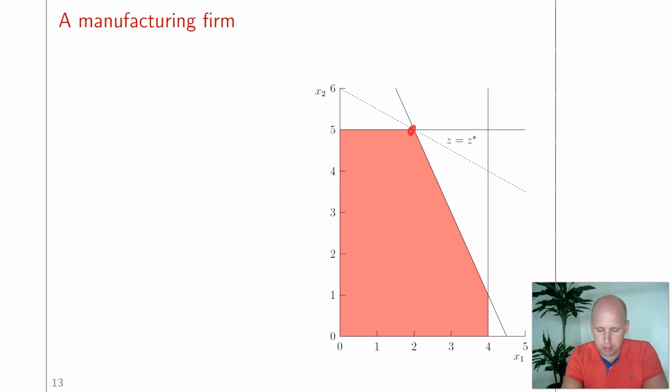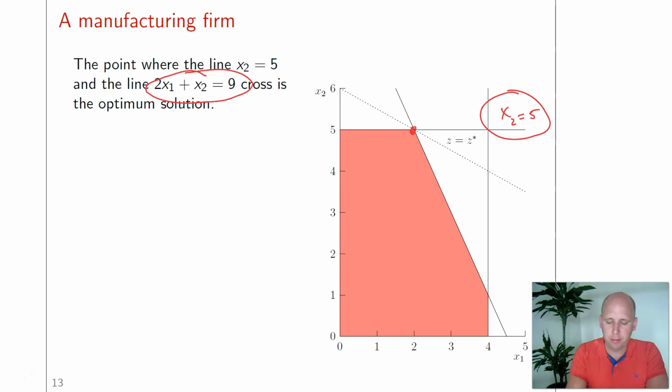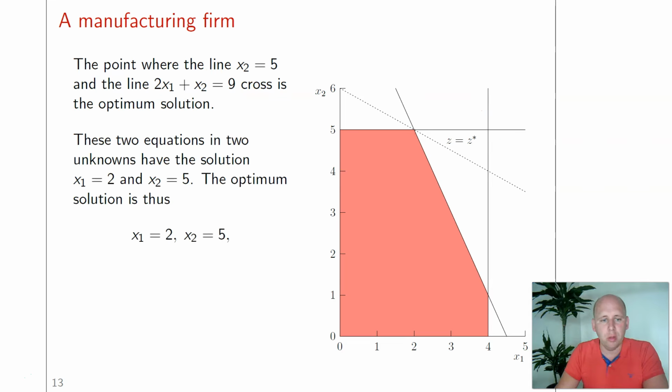Here you can immediately see that x1 is 2 and x2 is 5. We can also determine that algebraically. So if we are at this point, then we are at the intersection of the line x2 equals 5, and the other line is 2x1 plus x2 is equal to 9. So you basically have two equations with two unknowns that can be solved, and then you will also find that this is the optimal solution. So x1 is 2 and x2 is equal to 5. The corresponding value for z is 12. So you have an optimum solution and you have a corresponding optimum value.